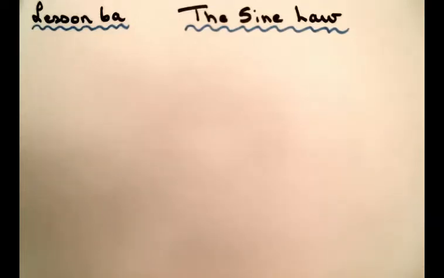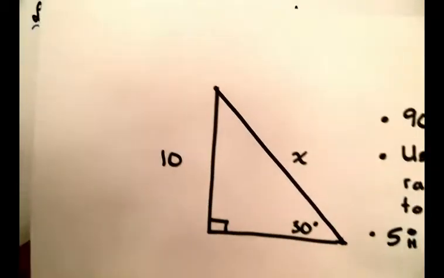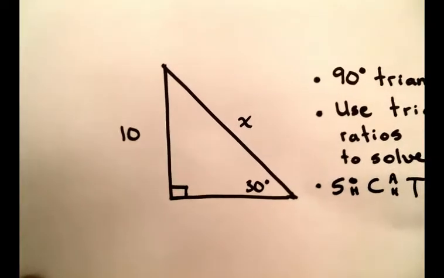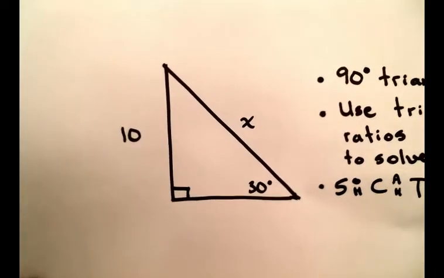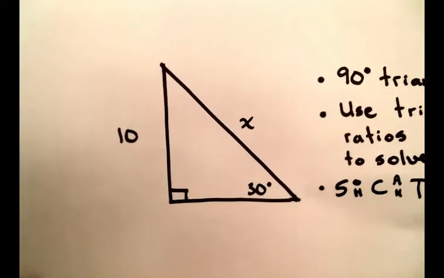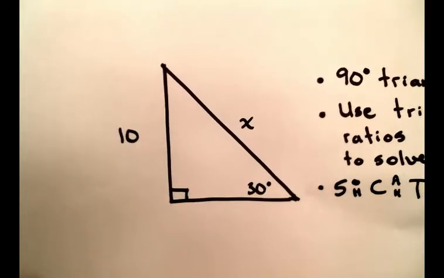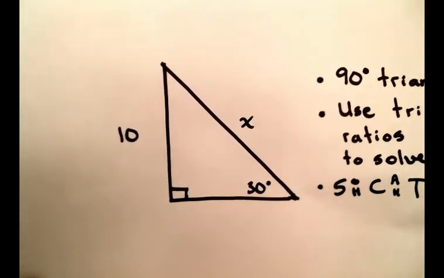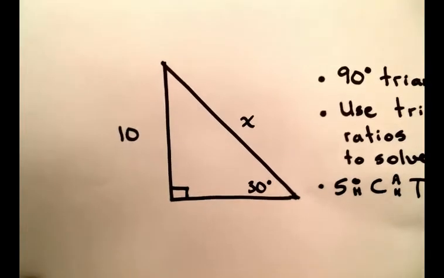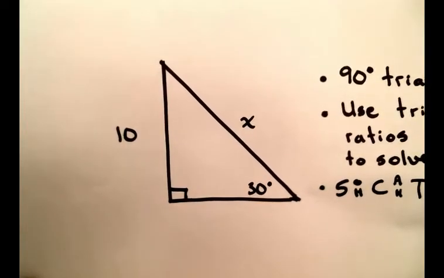Alright, today we're going to do a lesson on the sine law. We've been looking at trigonometry in previous videos, and I want to point something out. In all the previous videos we did, we looked at triangles like this one, a 90-degree triangle. We used trig ratios to solve it, sine, cos, and tan, which we can use SOHCAHTOA, and we're able to find this unknown side x.